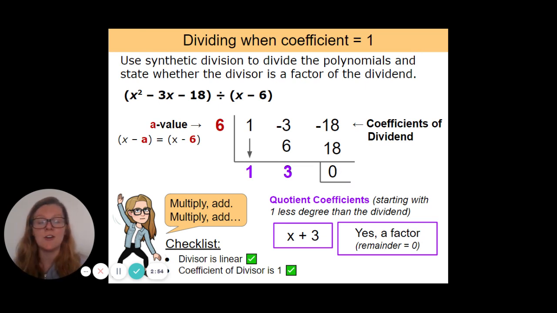If we get a remainder of any other number, it means that this x minus 6, or whatever the linear binomial we are dividing by, is not a factor. All right, there is your overview of synthetic division.